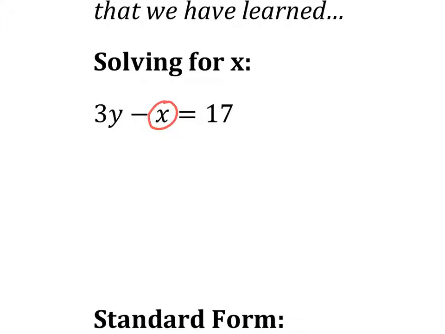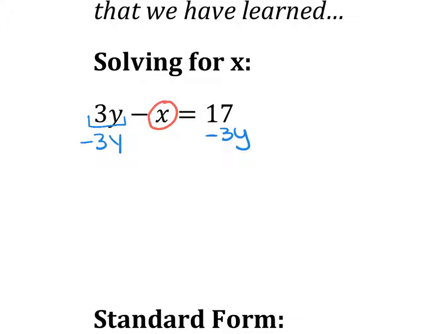That means we need to move everything else to the other side of the equal sign. When you're moving things to the other side of an equal sign, that's when you use the opposite operations in the reverse order. So this 3y term is being added, so we need to move that over. So we would subtract 3y from both sides.